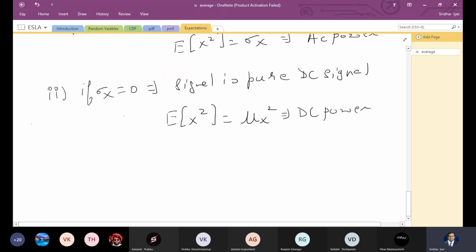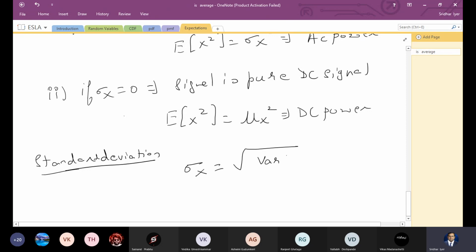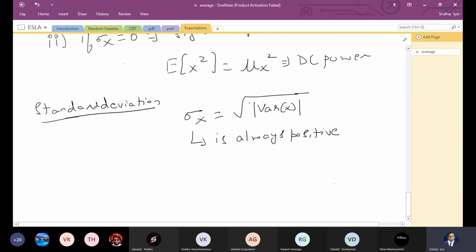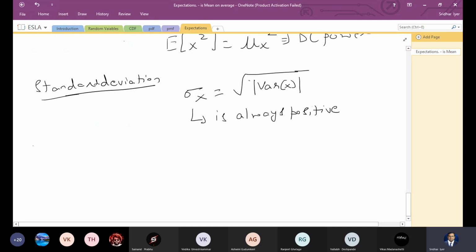An extension of what we have done is the standard deviation, which can be derived from the variance itself. The standard deviation sigma x is the root of the variance of x, and we use the mod value. It should not be a negative value, right? Because sigma x, the standard deviation, is always positive. You cannot deviate on a negative side from the mean value. You always deviate from a positive side when it comes to standard deviation.